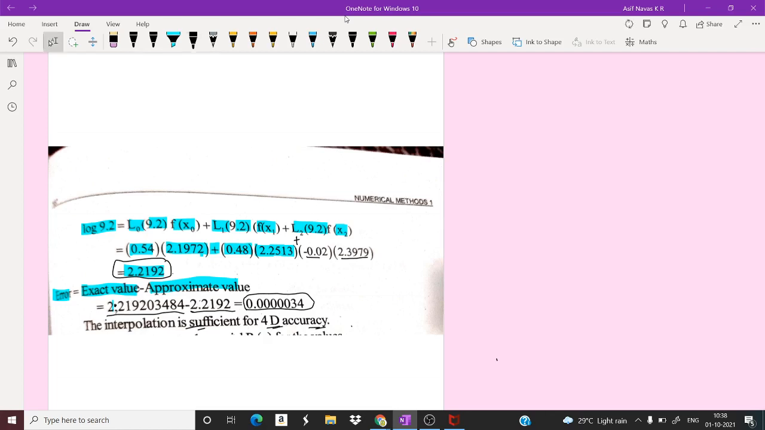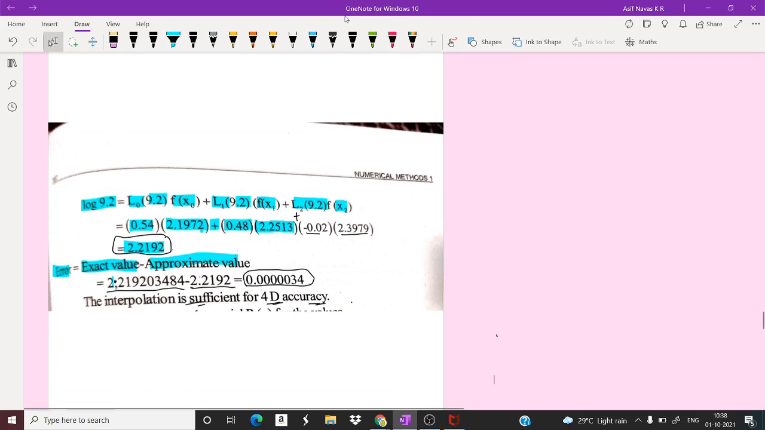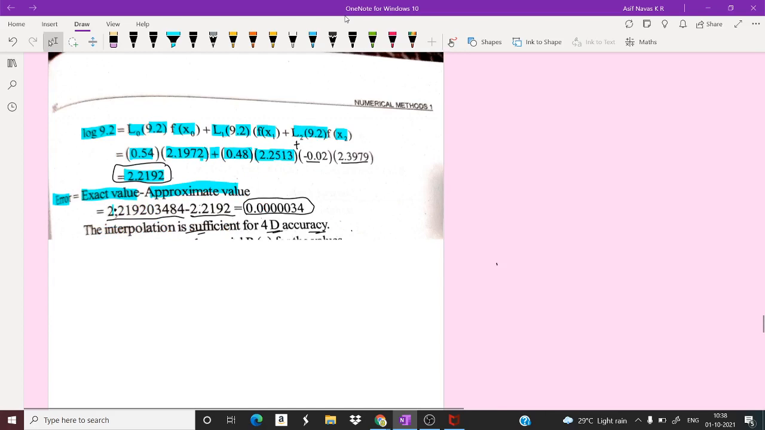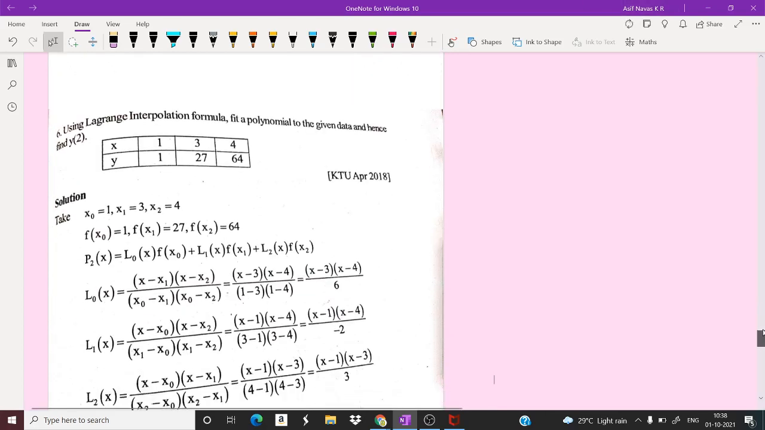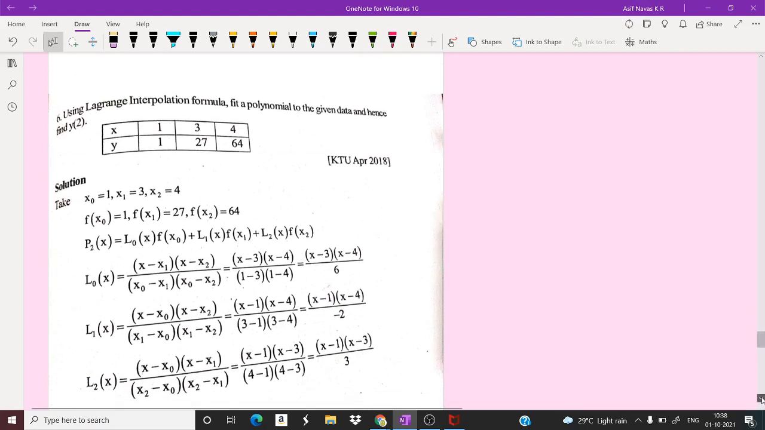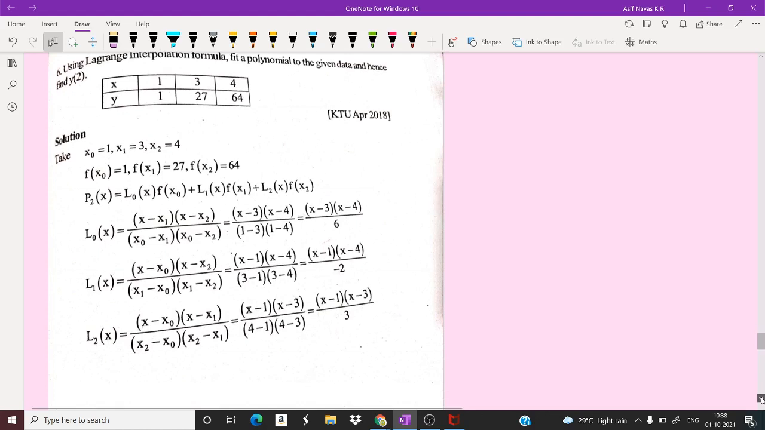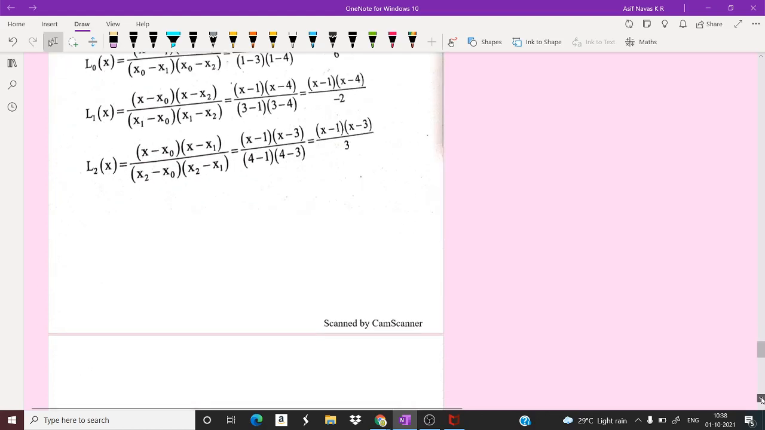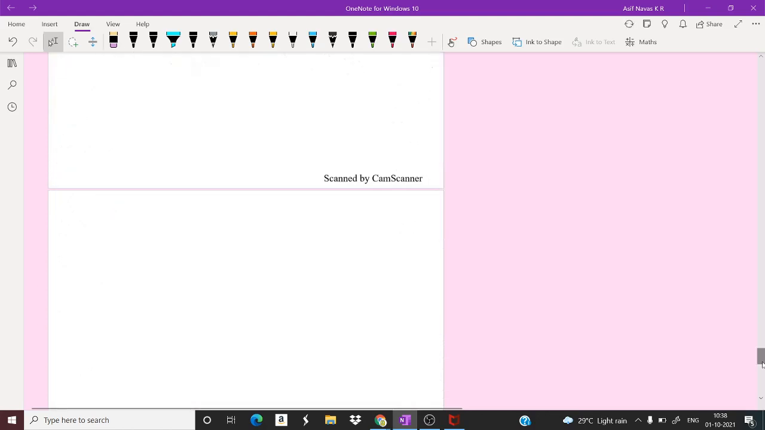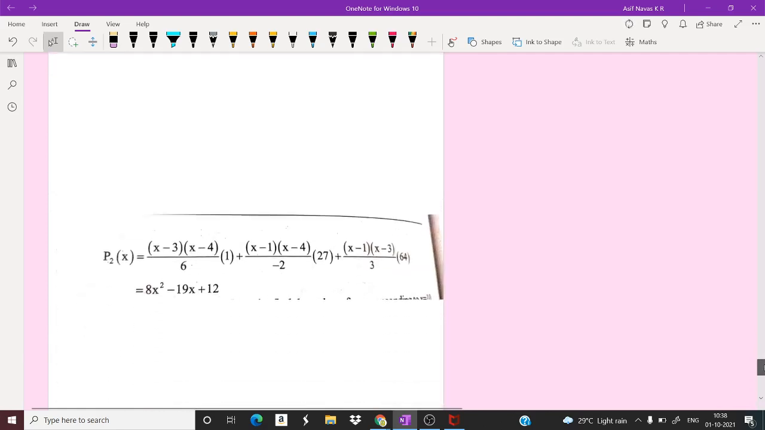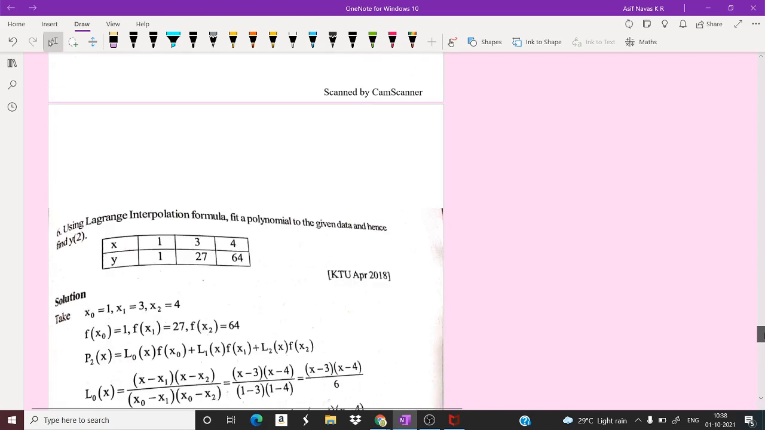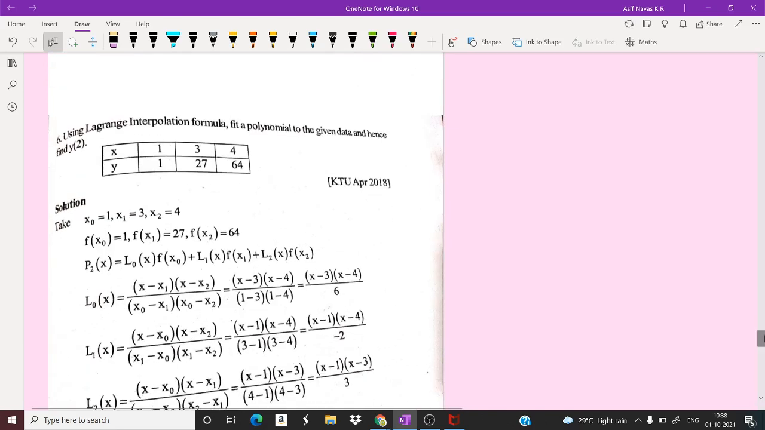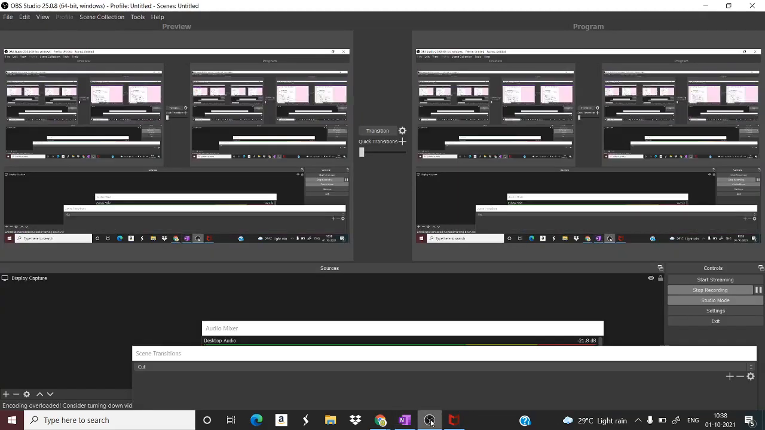Okay. Similarly, I will give a question. So please do this problem. This is your homework. I will share this question in your WhatsApp.